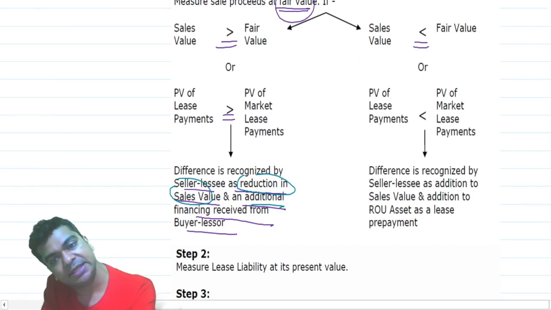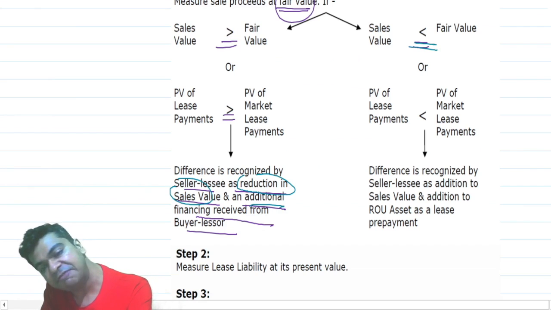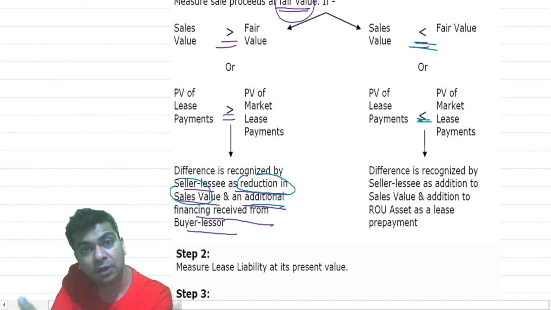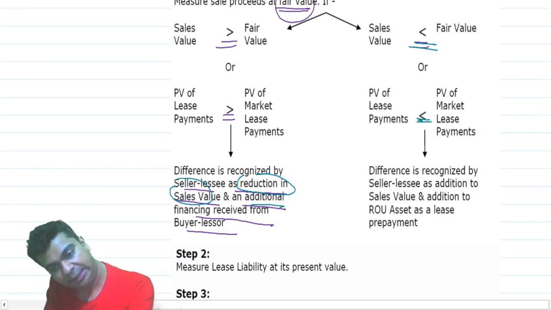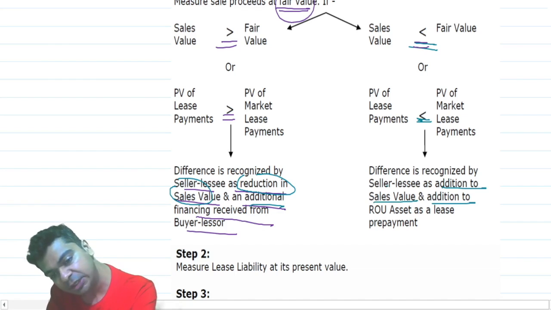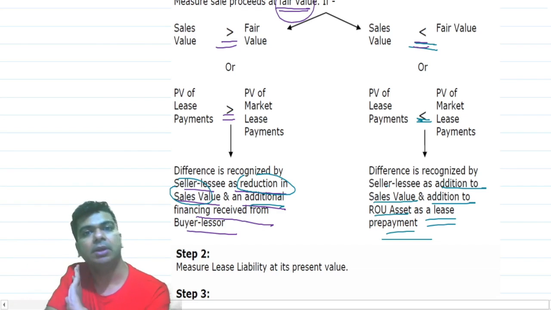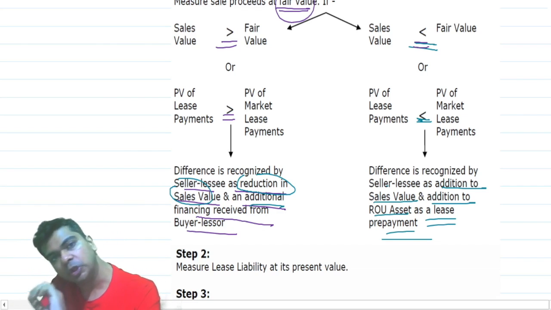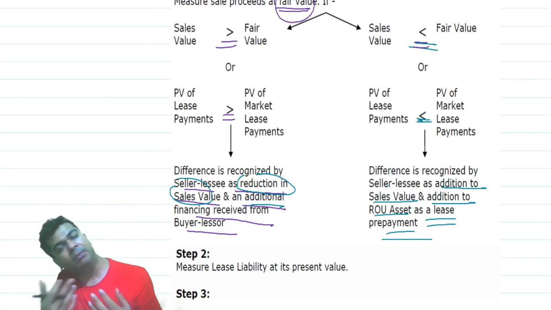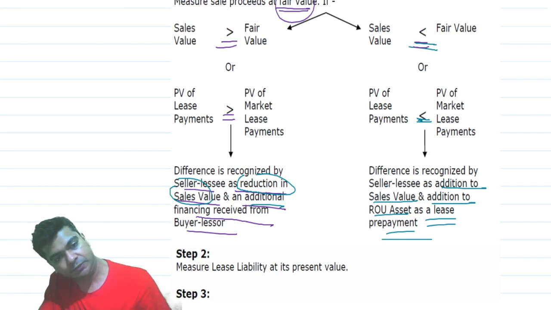So if you see here, the sales value is lower than the fair value, or we can say the present value of the lease payment is lower than what it will be at the market going rates. They are saying that difference is recognized by seller lessee as addition to sales value and addition to ROU asset as a lease prepayment, as if you have made an advance payment of the lease rents.